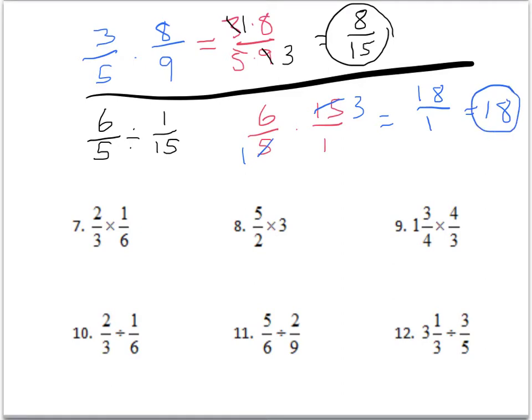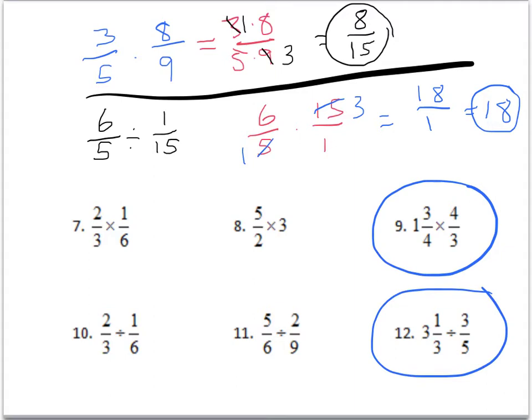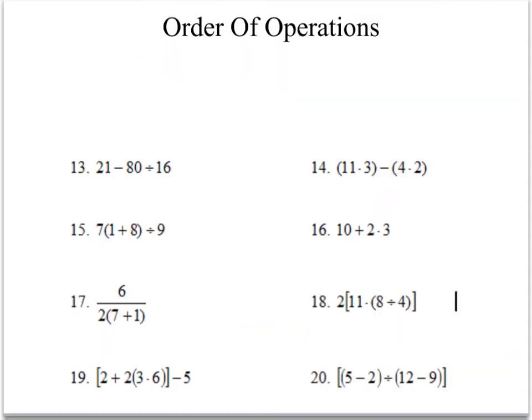Now looking at the problems below, 7 through 12, the only ones that you might have a little bit of an issue with would maybe be 9 and 12, because again, I've given you a couple mixed numbers. You need to change those to improper fractions before you multiply or divide. So go ahead and pause the video and do numbers 7 through 12.